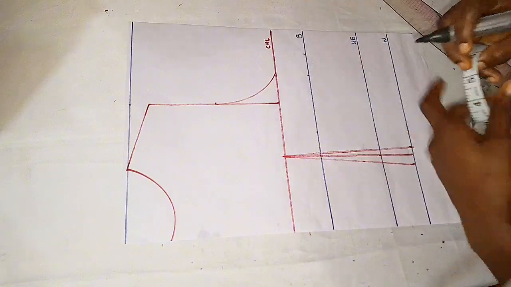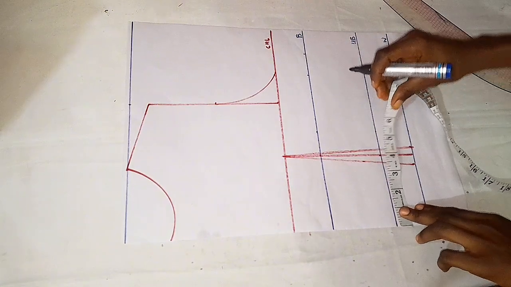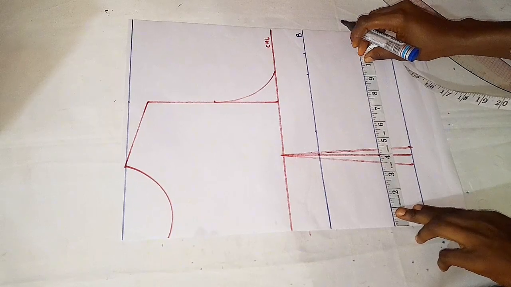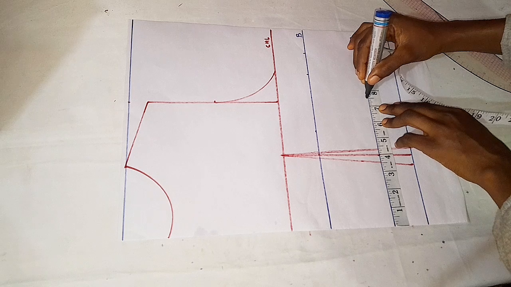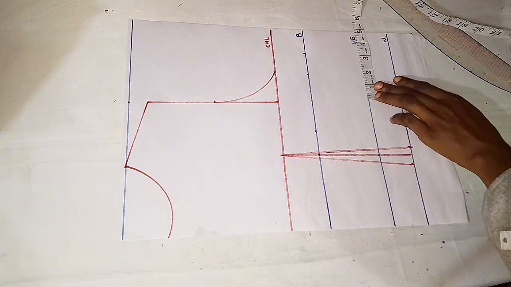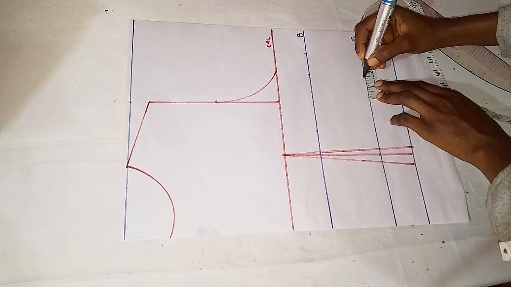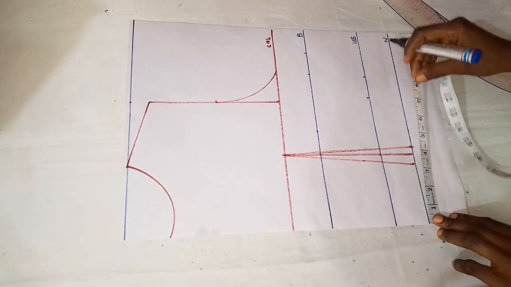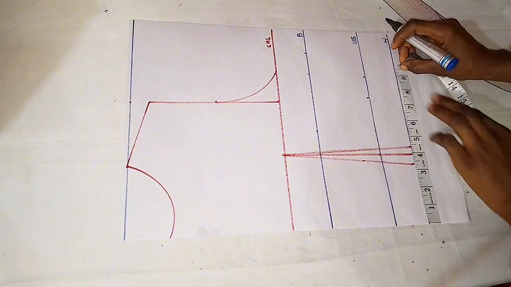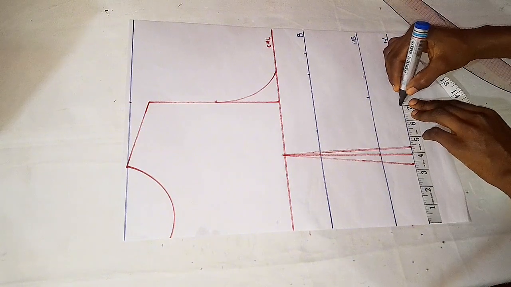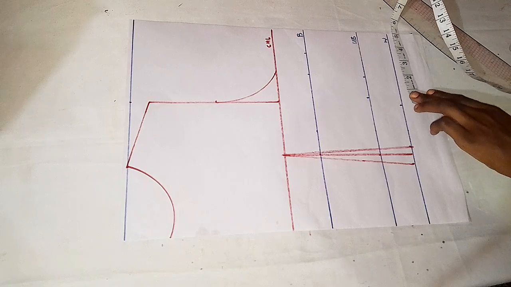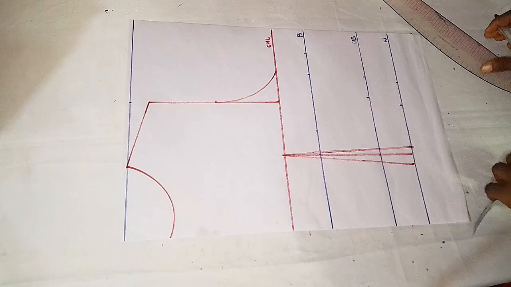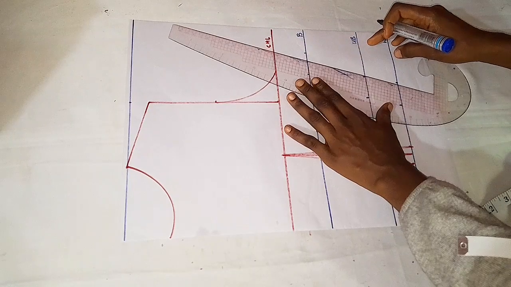Her underbust circumference is 30 inches divided by 4, which is going to give me 7.5 inches, which is this point. Then I'll also add 1.5 inch hemming allowance, which is this point. Down to her waistline, her waist circumference of 28 inches divided by 4 is going to give me 7 inches, which is this point. Then I'm also going to add 1.5 inch hemming allowance. Then I will go ahead to connect my marked points.